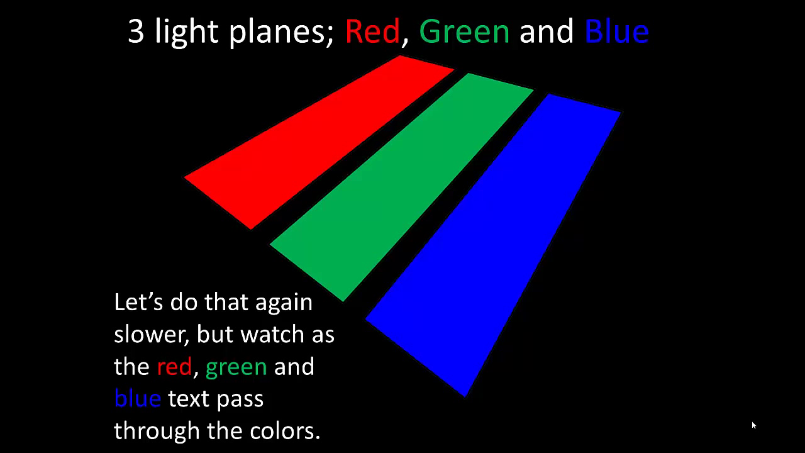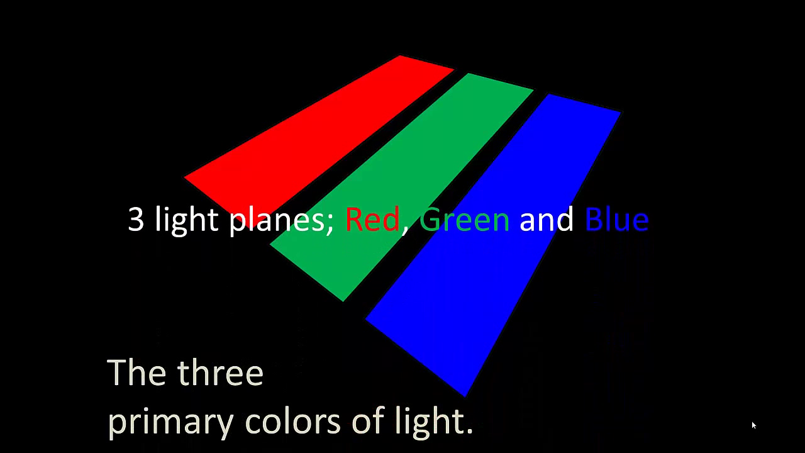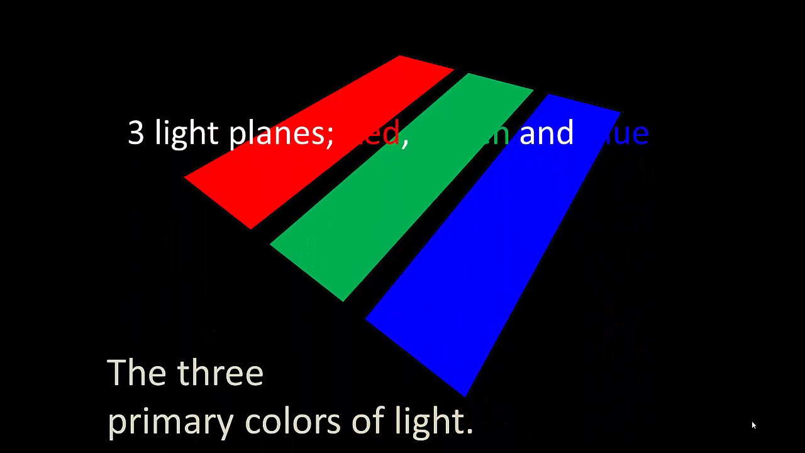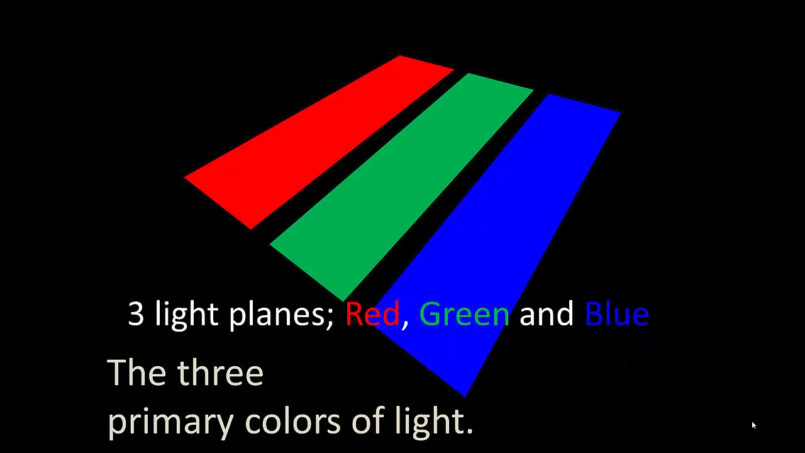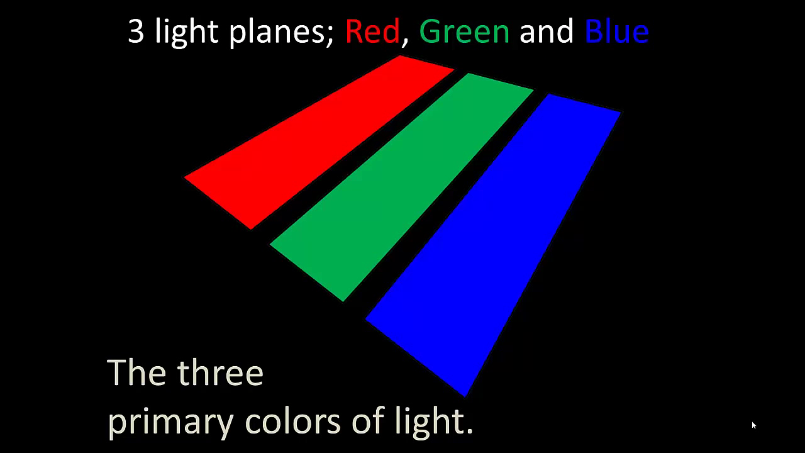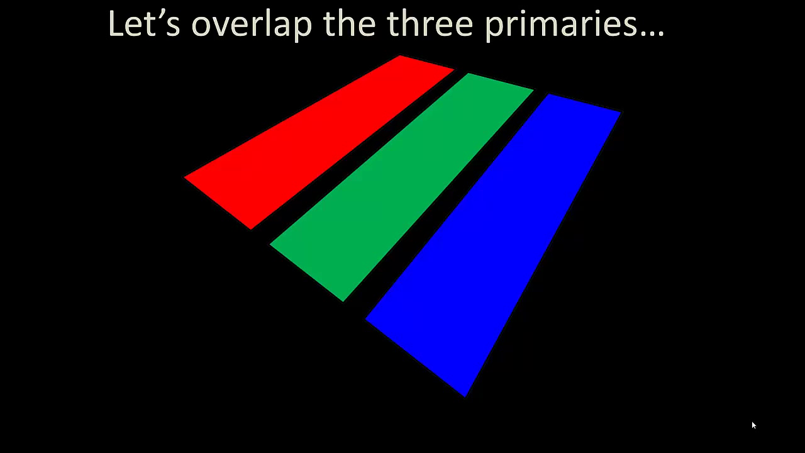So we're going to do the three light planes, red, green, and blue text again. Watch as it passes through. You'll see that each color of text disappears or blends into the light plane. This is an important point to remind you that a red photon of light is a red photon of light. This will become more apparent later as we continue. The red, green, and blue text are identical colors as the three light planes and indistinguishable one from another, meaning the red text is indistinguishable from the red light plane. Now let's overlap these three primary colors and see what the results are.